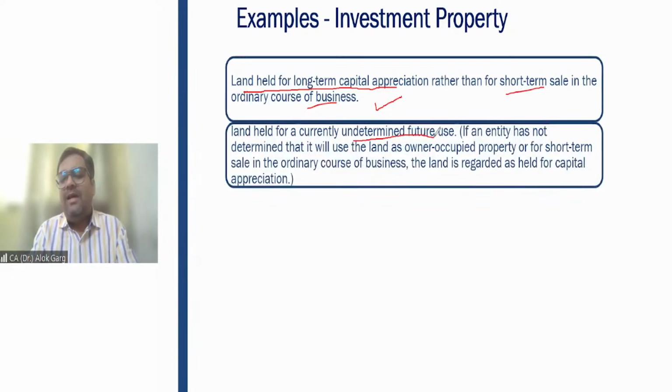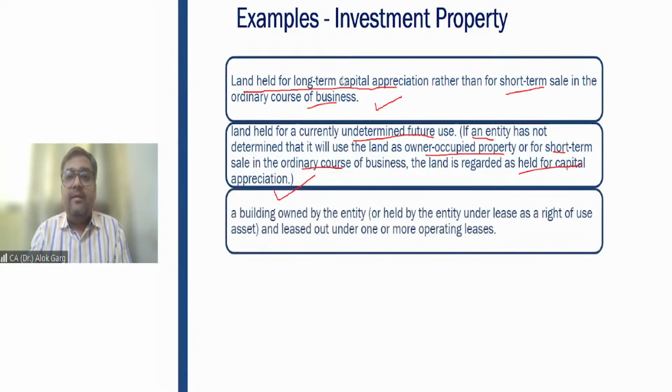You just bought the land and are just holding it. So if the land is held for currently undetermined future use, it will be classified as an investment property. It means that if an entity has not determined that it will use the land as PPE, owner occupied property, or for short term sale, meaning inventory, the land is regarded as held for capital appreciation. Clear? Is it clear?